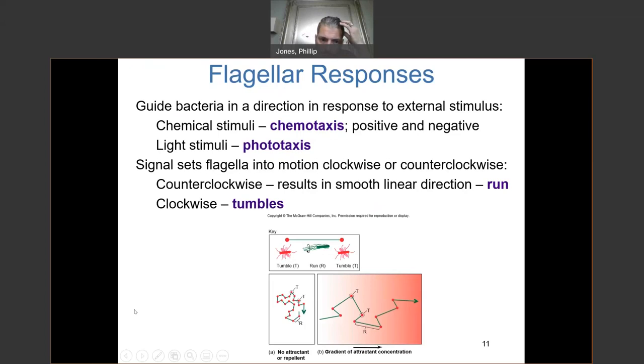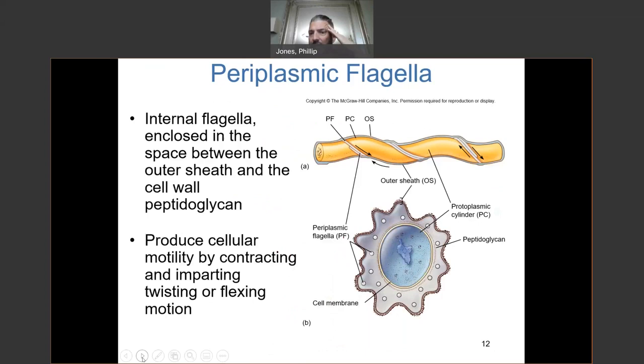Okay. And here's that periplasmic flagella. So this is how syphilis and some other organisms that like to burrow go in like a corkscrew and rotate into the mucous membranes. So these are internal flagella enclosed in the space between the outer sheath and the cell wall peptidoglycan layer. That's kind of just showing you the arrangement there. These can actually just twist, and that causes them to rotate.